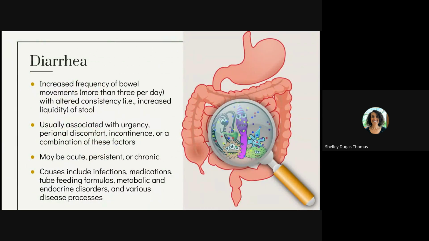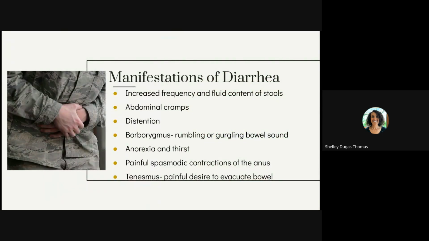Diarrhea is characterized by both frequency and consistency changes in stool. It's often accompanied by uncomfortable urgency and potential incontinence. It has multiple potential causes ranging from temporary infections to chronic disease processes. Diarrhea involves both intestinal symptoms, cramping, gurgling, distension, and dehydration related symptoms, thirst, along with uncomfortable rectal sensations. The combination of frequent liquid stools with tenesmus can be particularly distressing for patients.